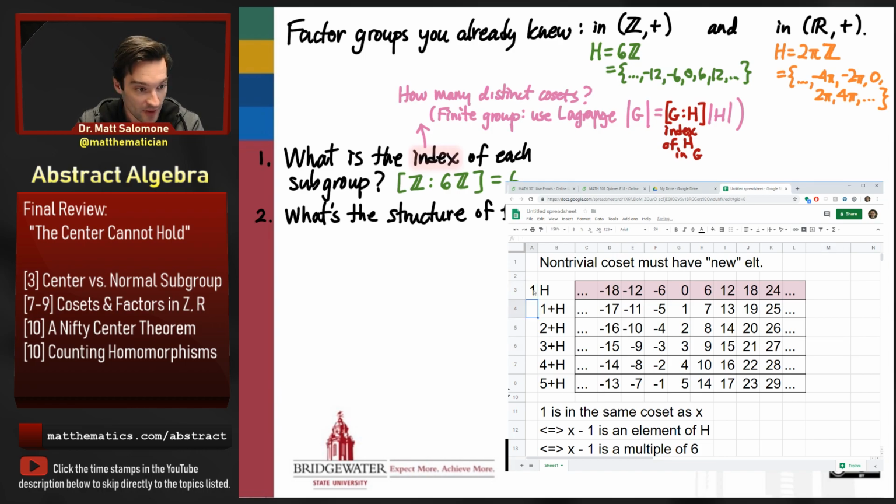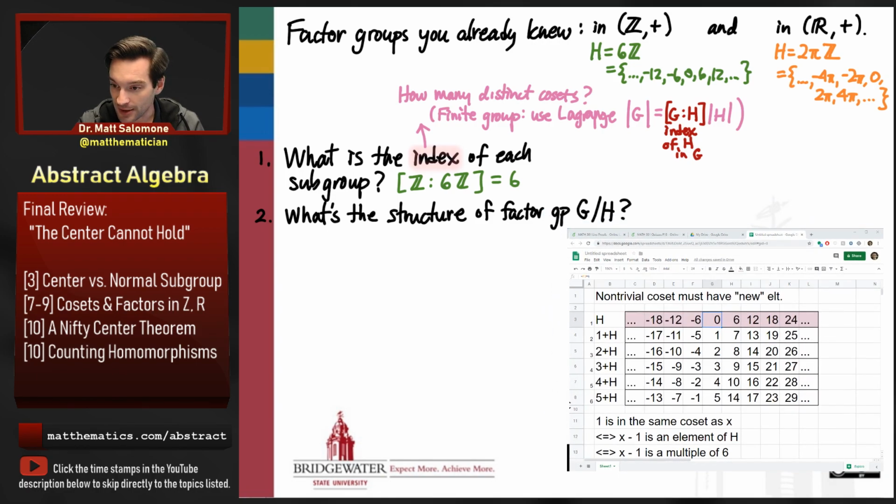Here's one element, here's another element, here's a third, a fourth, a fifth, a sixth, right? So here were each of the individual cosets of H. There were 6 of them, and so the index of this subgroup is equal to 6. Okay, and so then the question is, what can we say about the factor group?